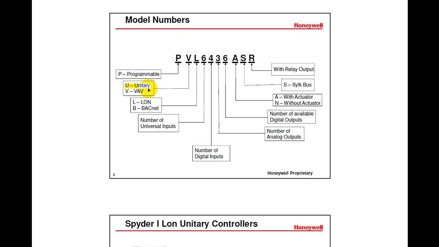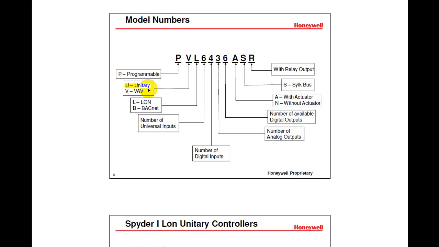This one, LON. And then the next 4 digits are a mathematical number that gives you the number of inputs and outputs present. Here it shows 6436, where the first 6 is your number of universal inputs, then 4 gives you the number of digital inputs, then 3 gives you the number of analog outputs, and 6 gives you the number of digital outputs.